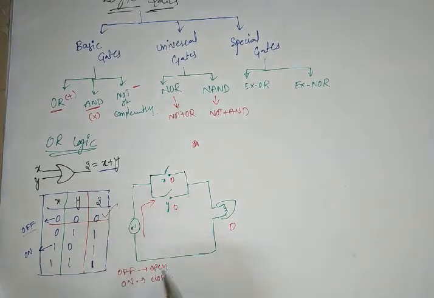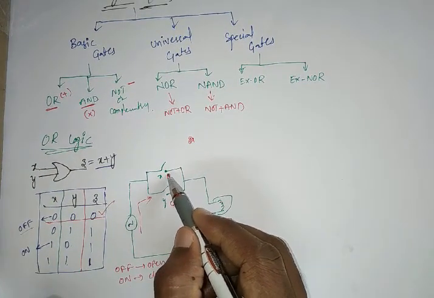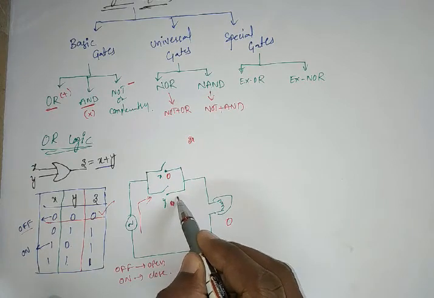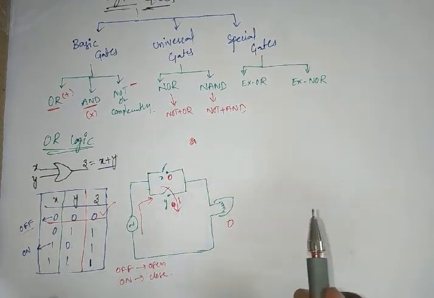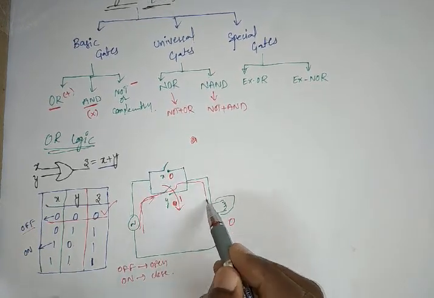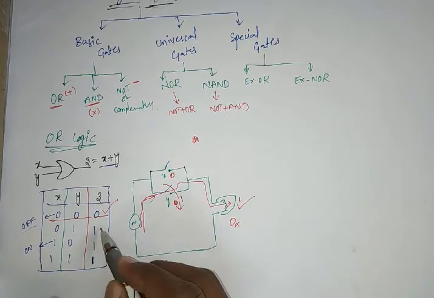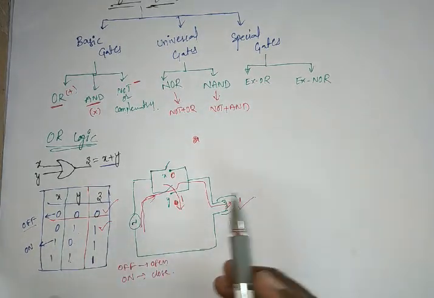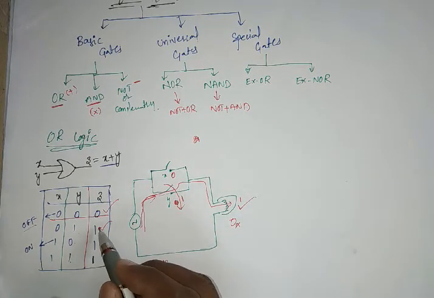Okay. Next, one switch is on. X is in off state, that means 0. Y is in on state, which means that switch is closed. The supply will go through this switch, then the bulb becomes on. In the 0 1 case, the bulb will become on across the Y switch. So this is 1.